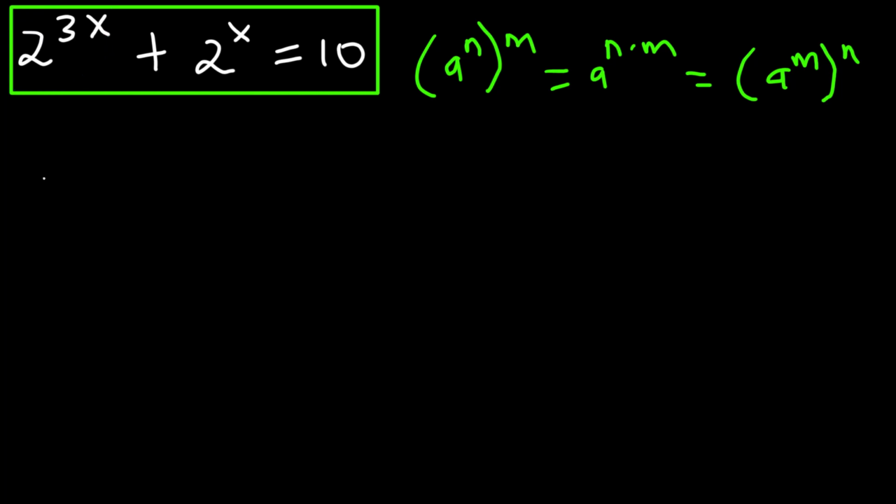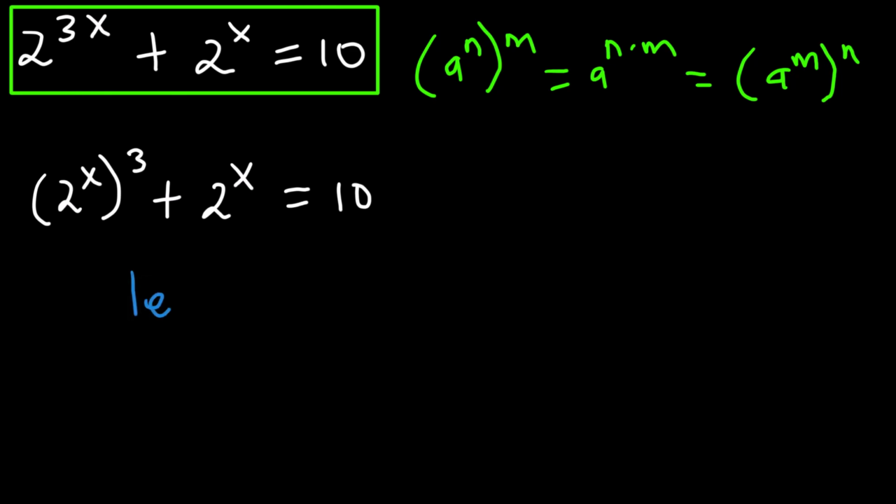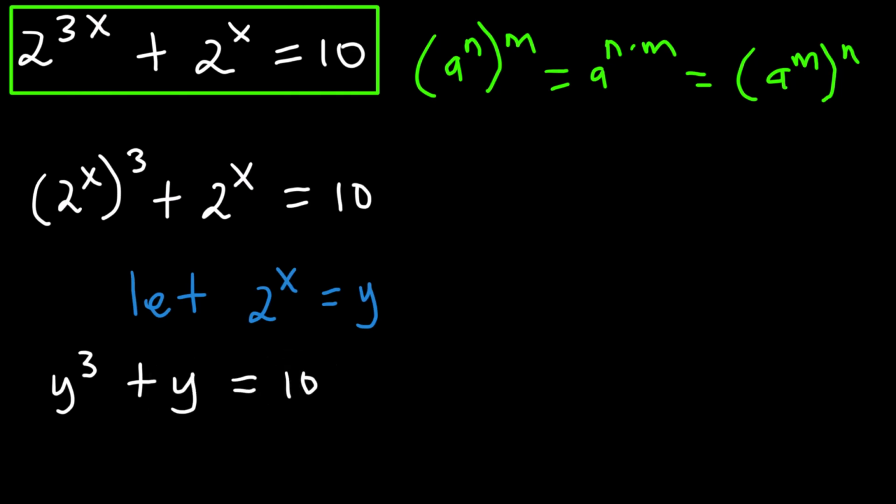So our equation will become 2 raised to the power of x and then to the power of 3 plus 2 raised to the power of x, and this will be equal to 10. And at this point, we shall let 2 raised to the power of x be equal to any variable, let's say y. So this will become y raised to the power of 3 plus y equaling 10. And if we take 10 to the left hand side, we shall have y to the power of 3 plus y minus 10 equaling 0.